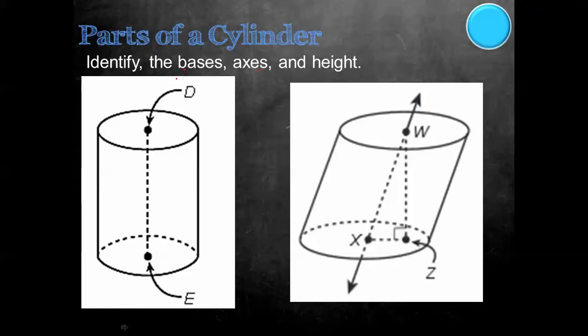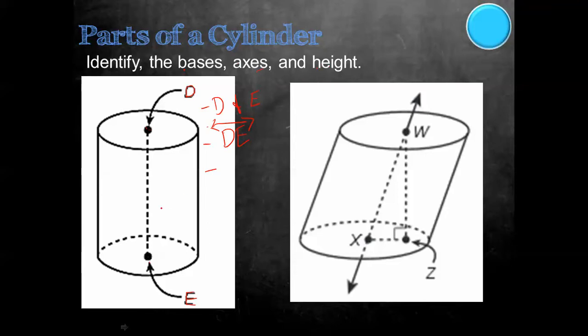Our bases are going to be circle D and circle E. Remember, our bases are the circles. So D and E are our bases. Our axis is what connects the two circles in the middle of the circle. And remember, your axis goes on forever. It doesn't stop. So when we label the axis, we would say DE, and we put this line over it with the arrows that show that it goes on forever.